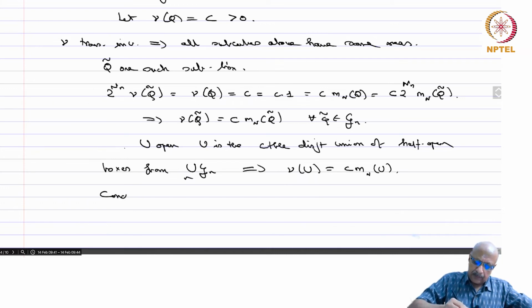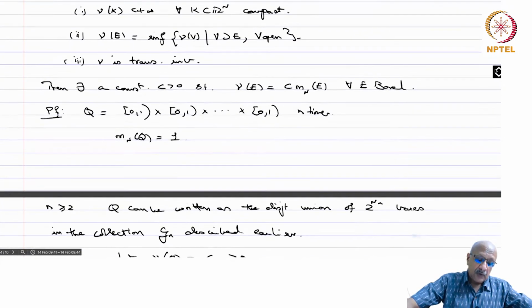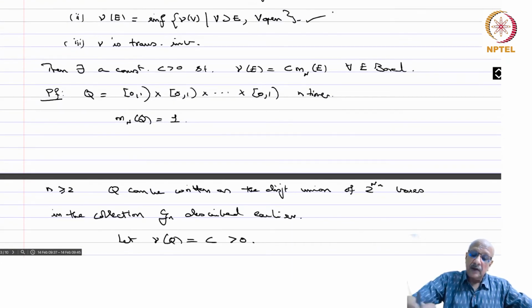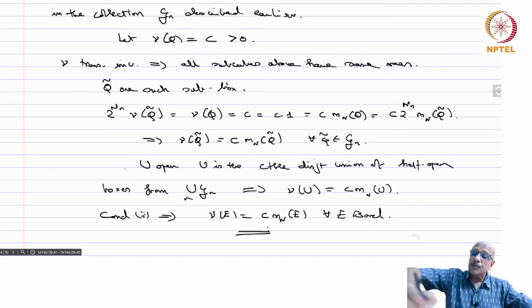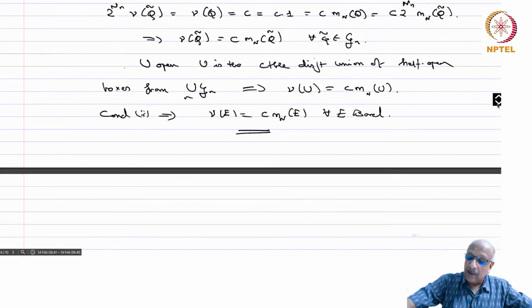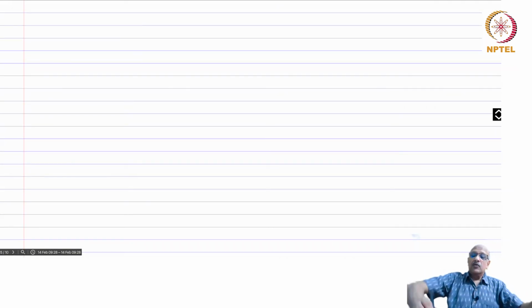Then condition 2 implies, because it's nothing but the infimum over all open sets that gives you the measure, that nu of E equals C times Mn of E for every E Borel. Okay, so this proves the theorem. So finiteness on compact sets, translation invariance, and outer regularity completely determine the Lebesgue measure.